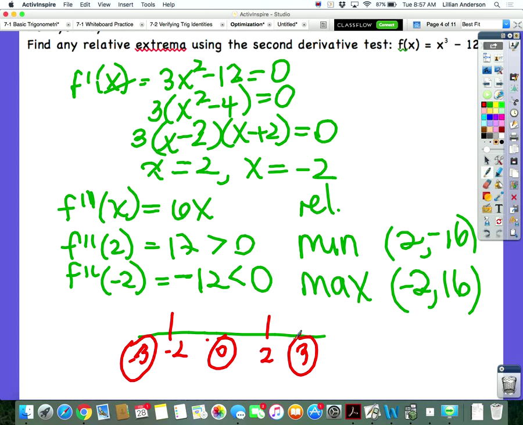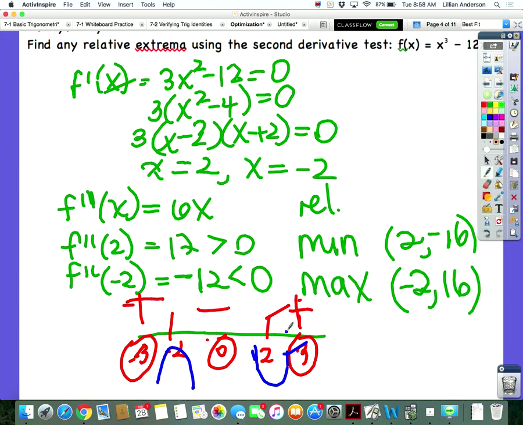When you plug in negative 3, did you get a positive or a negative? When you plug in 0, positive or negative? When you plug in positive 3, you got a positive. So that basically lets us know that we're going from positive to negative, negative to positive. A max and a min.